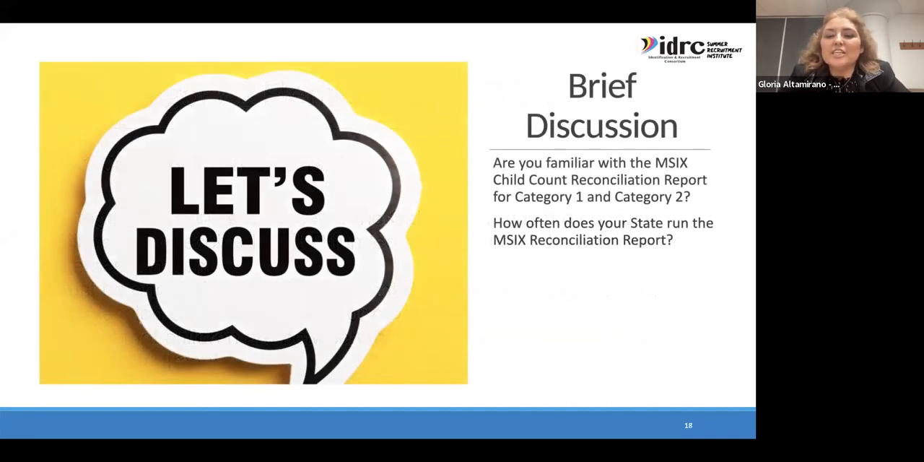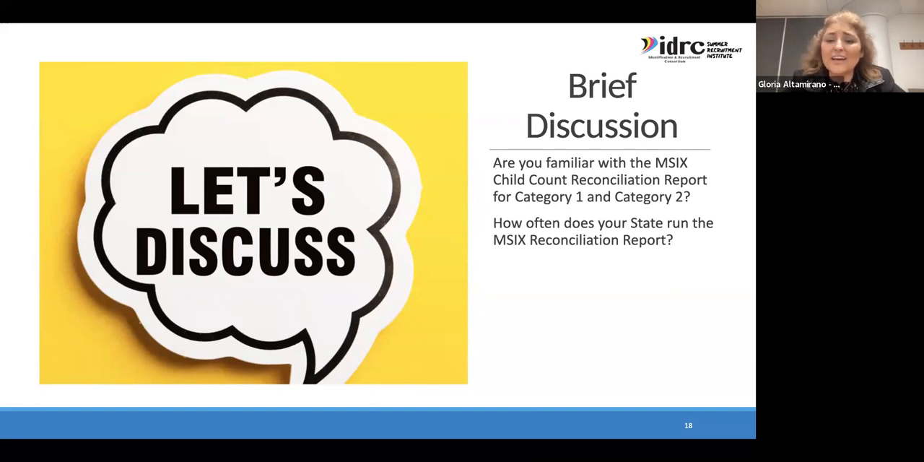Okay, a brief discussion. Are you familiar with the M6 child count reconciliation report for category 1 and 2? How many of you are familiar with that? If we can unmute. Okay, it looks like they're answering in the chat. They say yes, we have 5, 4, 6. Joshua said I barely am, but I'm a recruiter, not a data specialist. Juanita said yes.